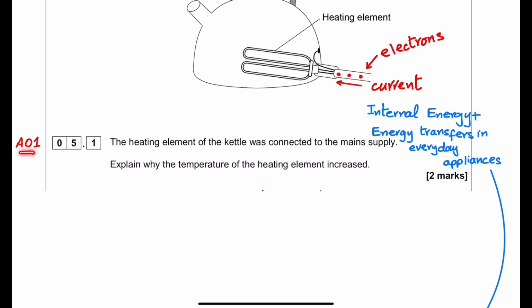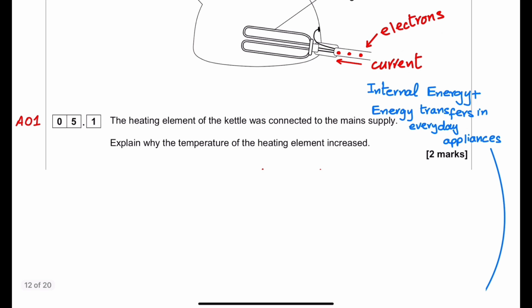5.1 is an A1 question. This question is from the internal energy and energy transfer in everyday appliance. The heating element of the electric kettle was connected to the main supply, which is shown here. Explain why the temperature of the heating element increases. We can see from here the high energetic electrons are moving inside the heating element. When these high energetic electrons collide with the atoms of the heating element, they give the energy to the heating element and the heating element is getting hot.